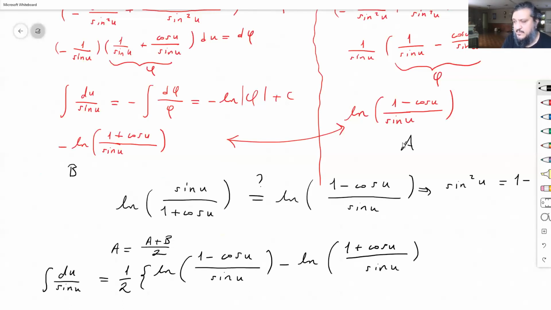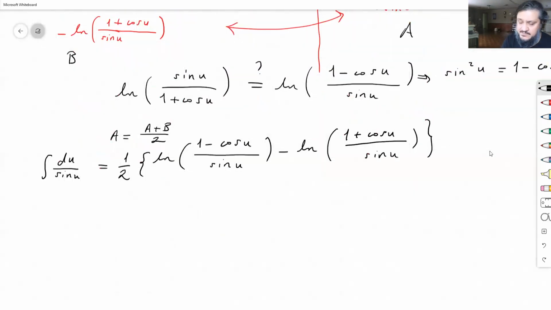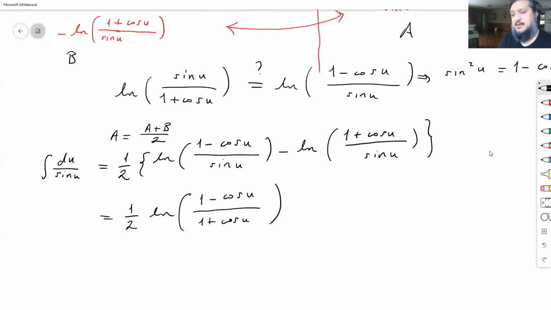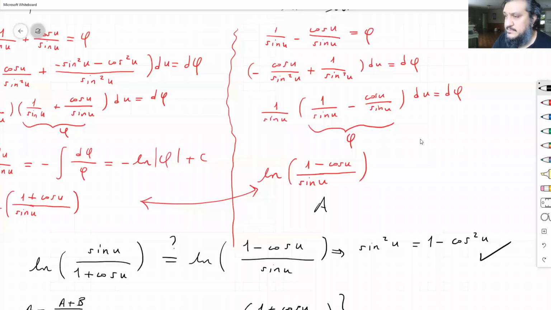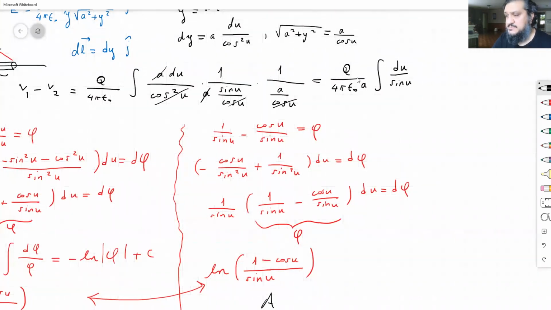They share the same denominator, so we can simplify this now. So that's equal to 1/2 ln. This minus that, this goes in the denominator. Sine u's will cancel, and you will have 1 minus cosine u divided by 1 plus cosine u. Okay, so this is my integral. Let's plug that in. Where is it? Right there. Let's plug it in there.